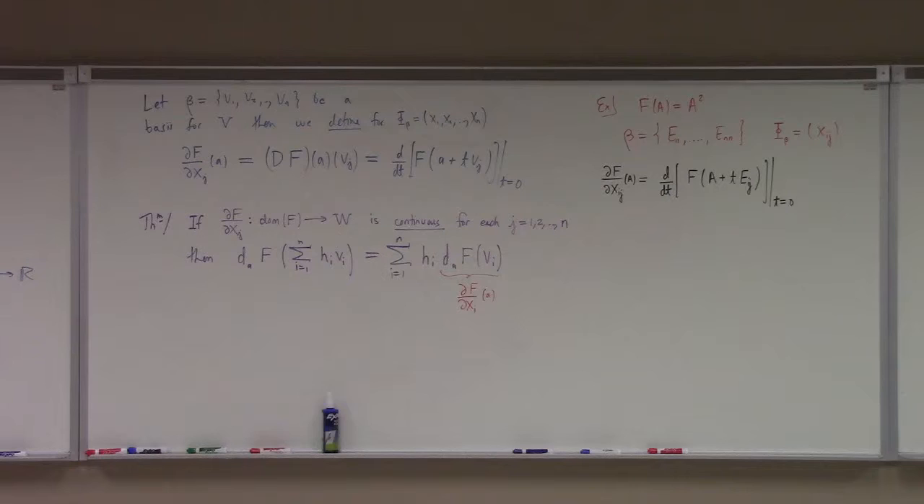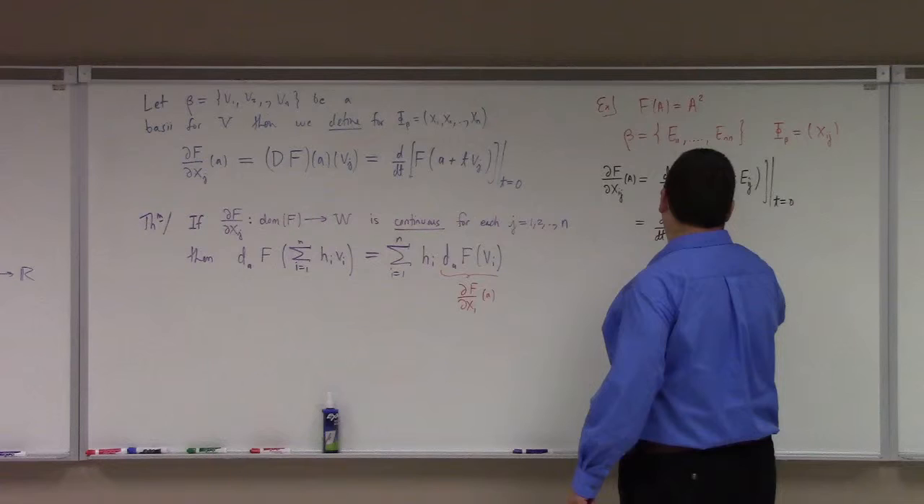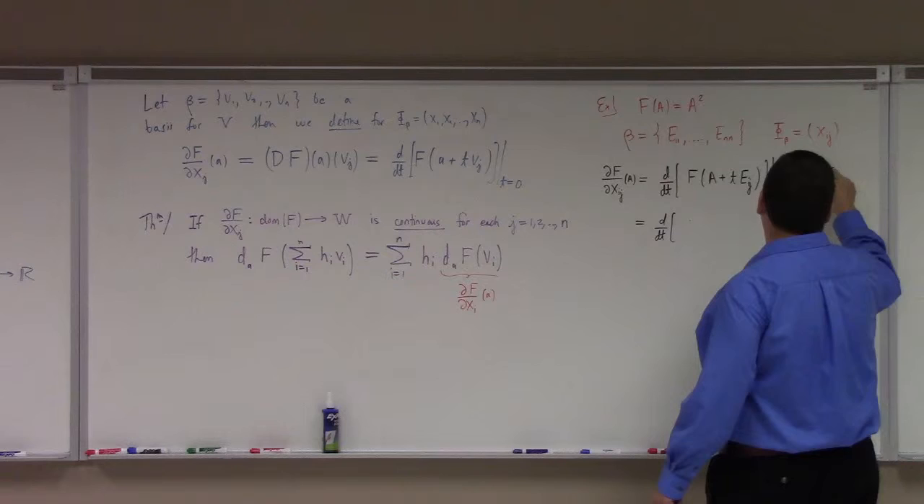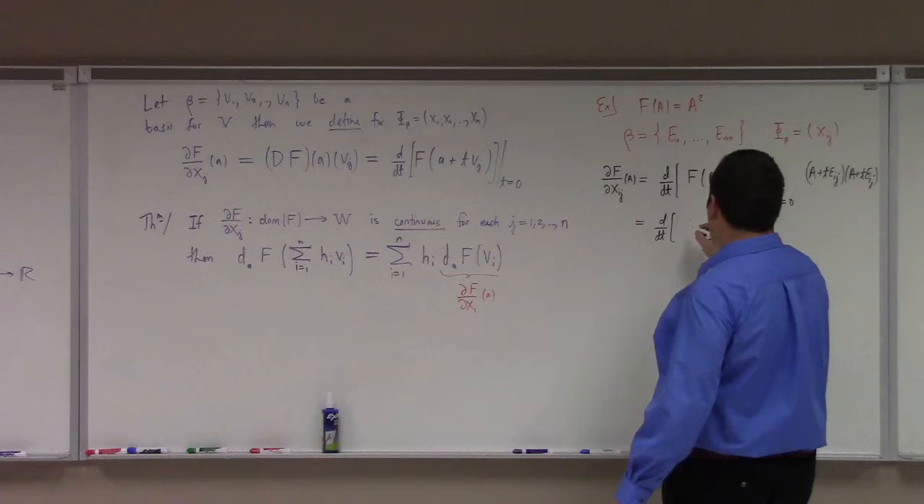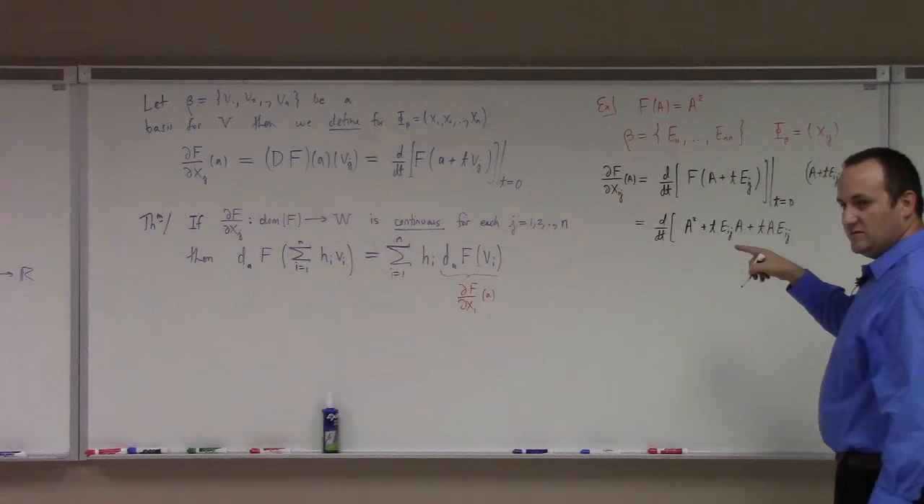Square that. What happens when we square this? We get what? Let me just do it off on the side here. A plus t E_ij times A plus, I'll write it out so we can see it. So what do you get? You get A squared, right? Plus, I'm going to factor the t out, t E_ij A plus what? t A E_ij. The order matters. These are matrix multiplications. They don't commute. Plus what? Plus t squared E_ij quantity squared.